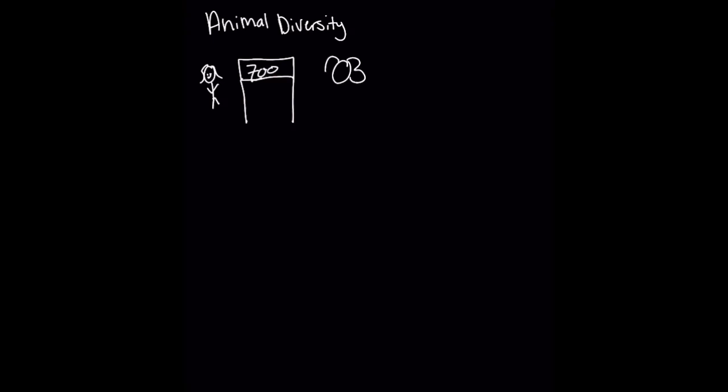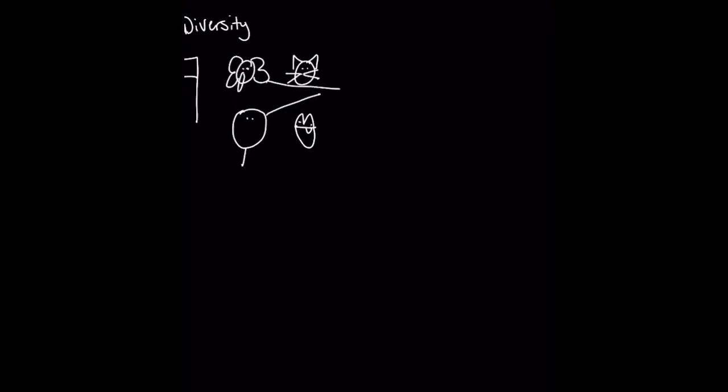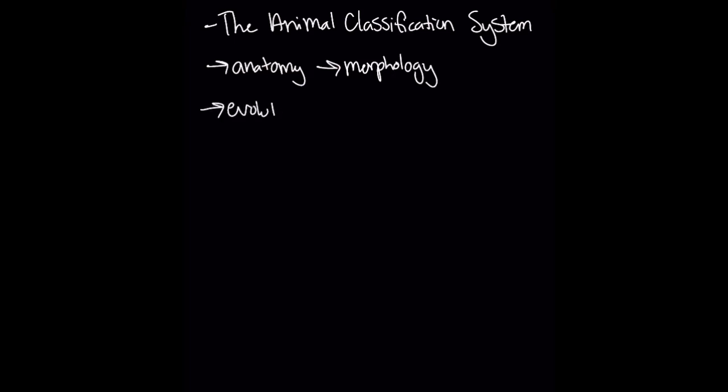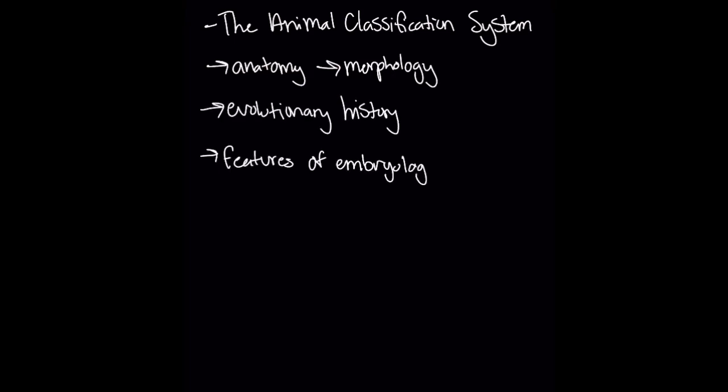Let's say you're at the zoo and you're looking all around you. You see elephants and tigers, but also stingrays and frogs. These are all different kinds of animals, each with their own unique classifications. The animal classification system characterizes animals based on their anatomy, morphology, evolutionary history, features of embryological development, and genetic makeup. Scientists have developed this system to categorize all members of the animal kingdom.